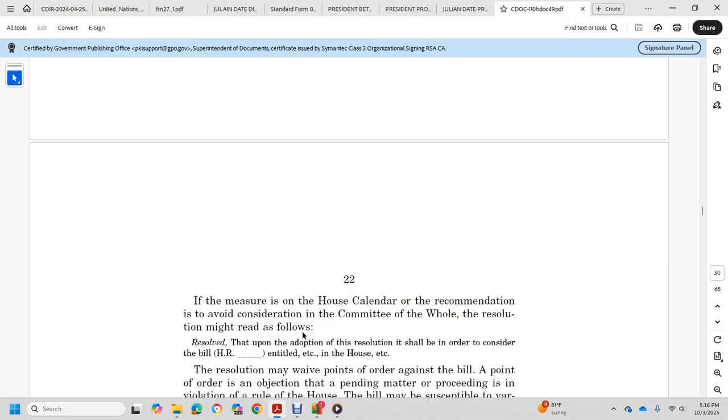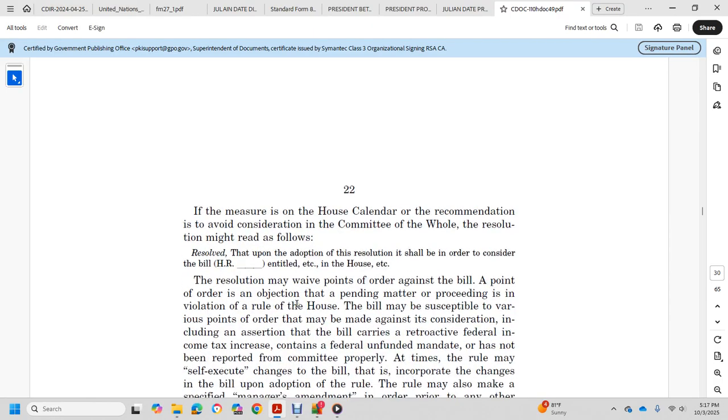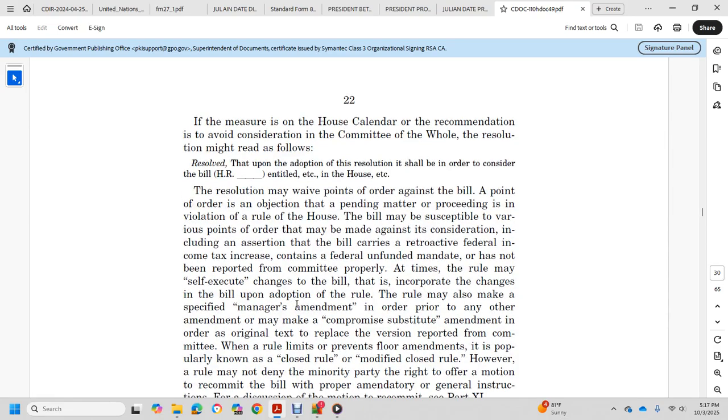If the measure is on the House calendar, the recommendation avoids consideration in the Committee of the Whole, and the resolution may be read as filed. The resolution may also waive points of order against the bill. A point of order objection pending against the matter in proceeding would be a violation of the rules, and the bill may be susceptible to various points of order against its consideration.